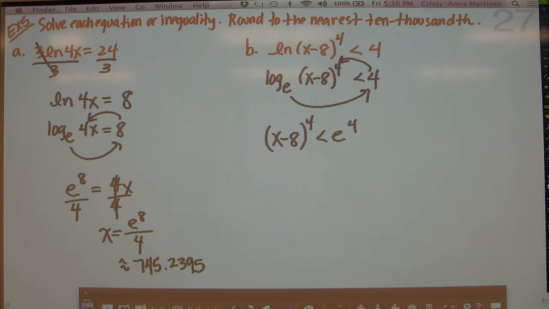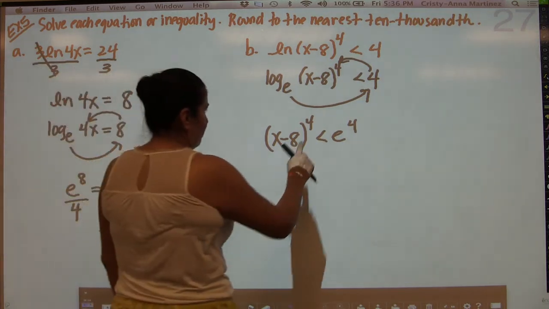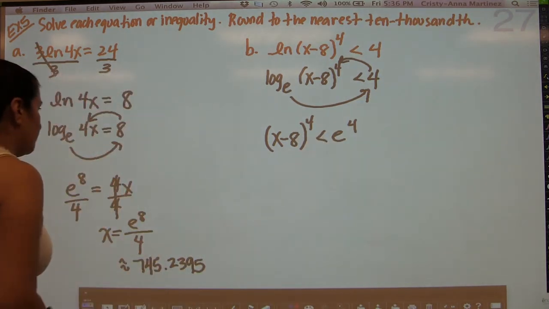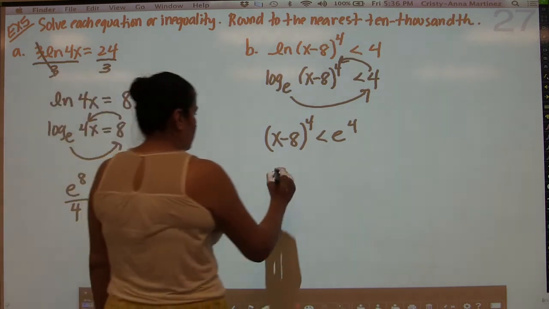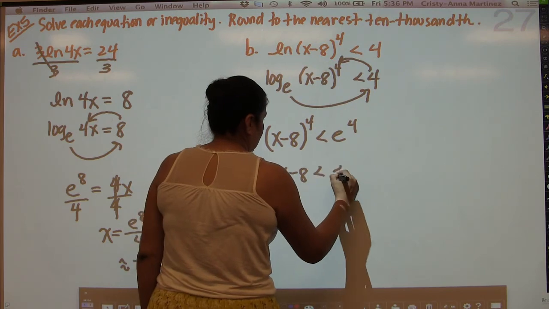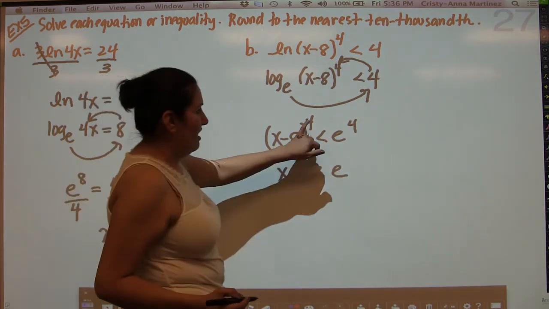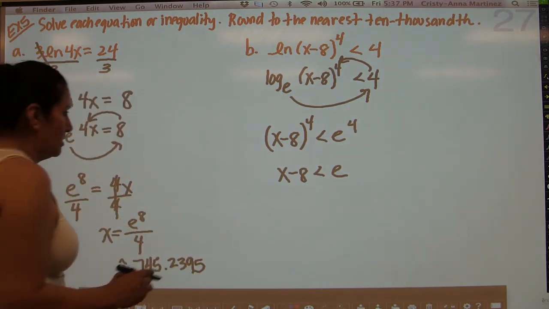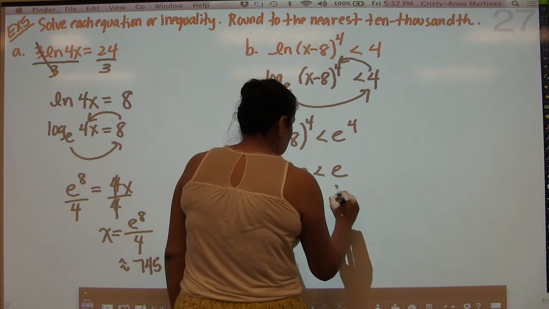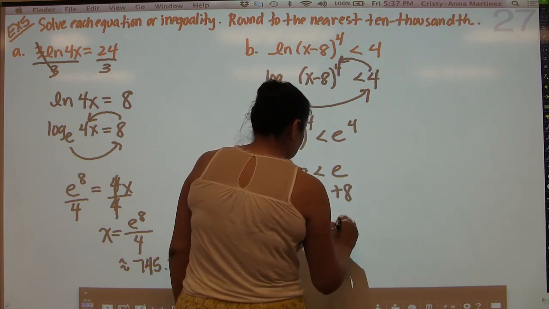Okay. So now what we're seeing is that they both have the same exponent there. And because they both have the same exponent, the only way for them to be equal is for x minus 8 to be equal to e. So now we can say that x minus 8 has to be less than e, because if it wasn't, then the fact that they have the same exponent there wouldn't work if they weren't the same. So now we're just going to add 8, and then the answer is x is less than e plus 8.